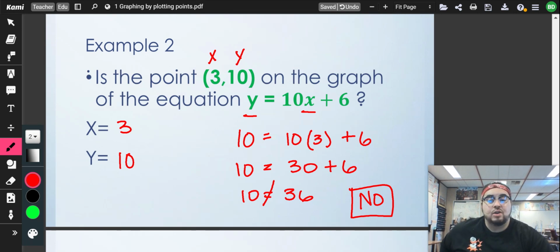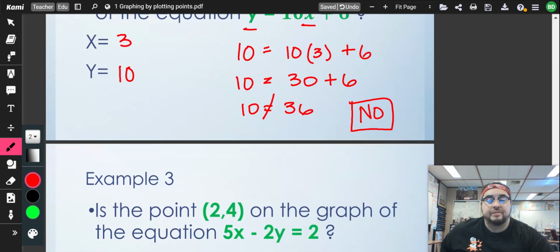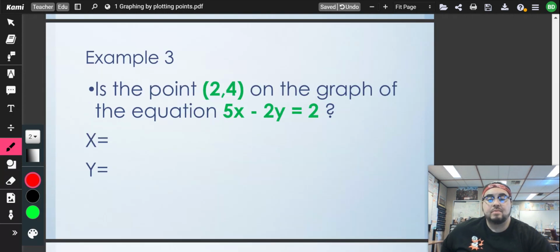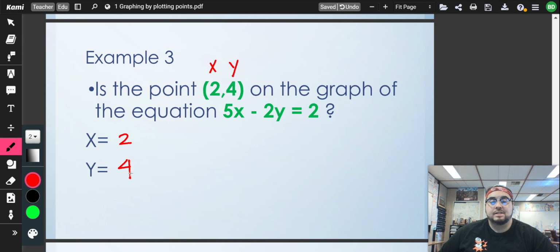Okay. Let's switch up what the equation looks like. Here we're going to be working with a different version of a linear equation. Is (2, 4) on the graph of 5x minus 2y equals 2? Just because the equation looks different doesn't mean our process changes at all. The point is (2, 4), so x is 2, y is 4. I'm going to be plugging those values in for x and y. So 5, instead of x, I'm multiplying by 2. Minus 2, instead of y, I'm multiplying by 4. Does that equal 2? That is our question.